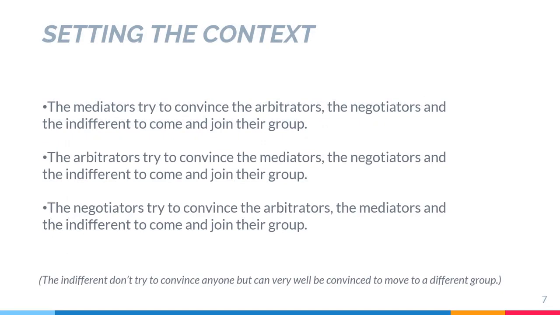Now all the followers of each of the first 3 categories also propagate their strategy. In other words, each mediator, arbitrator, and negotiator tries to convince others to join their league. For example, the mediators try to convince the arbitrators, the negotiators, and the indifferent to come and join their group. Similarly, the arbitrators try to convince the mediators, the negotiators, and the indifferent, and the negotiators try to convince the arbitrators, the mediators, and the indifferent. Please note that the indifferent don't try to convince anyone, but can very well be convinced to move to a different group.